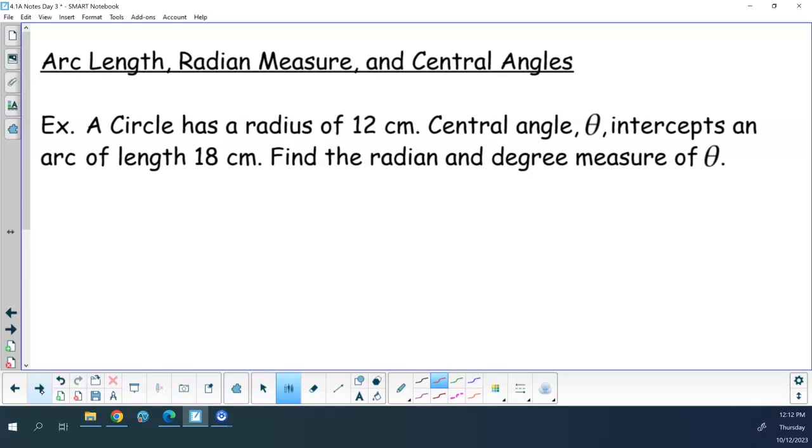A circle has a radius of 12 centimeters. A central angle theta intercepts an arc length of 18 centimeters. Find the radian and degree measure, so it's asking for both, of theta.